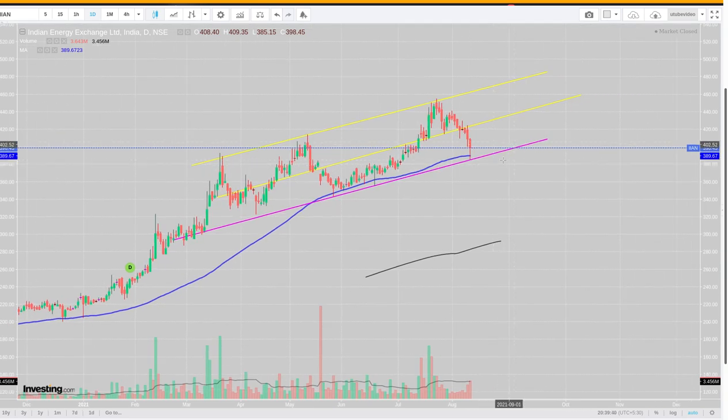So for now, of course, just keep track. If it is closing below the levels of 385, then basically there will be more weakness, and maybe there is a shift in the trend.